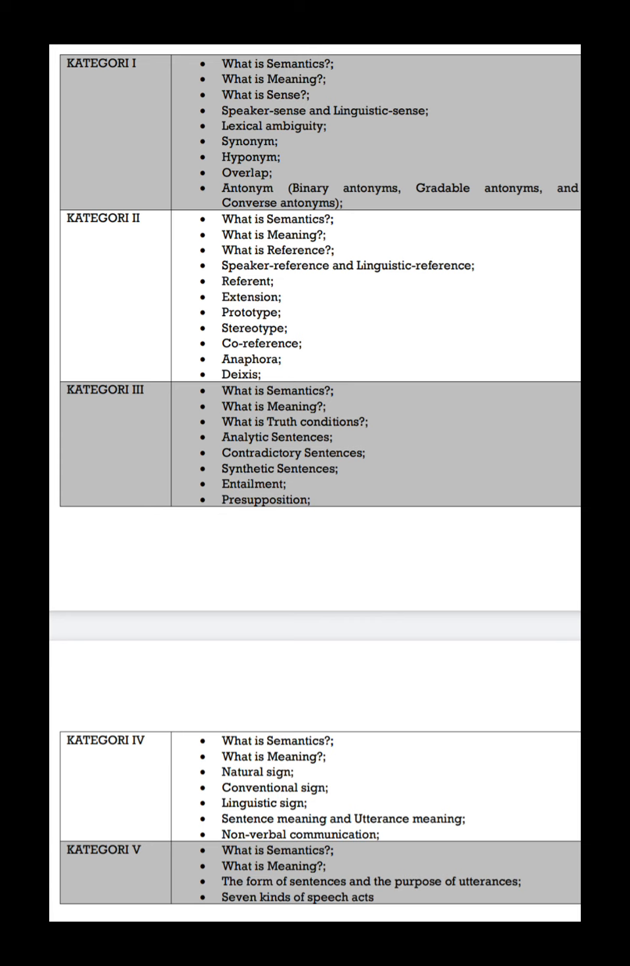Here I will choose the first category, that is: what is semantics, what is meaning, what is sense, speaker sense, linguistic sense, lexical ambiguity, synonym, hyponym, overlap, antonym, binary antonym, gradable antonym, and converse antonym.